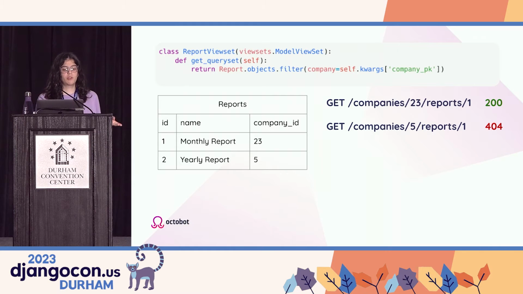If I perform a GET request to companies/23/reports/1, I'll get a 200 success. Report number with ID 1 belongs to company 23, so no problem there. But if I perform a request to companies/5/reports/1, I'll get a 404 because the report 1 does not actually belong to company with ID 5. So this was the first point that we wanted to achieve.